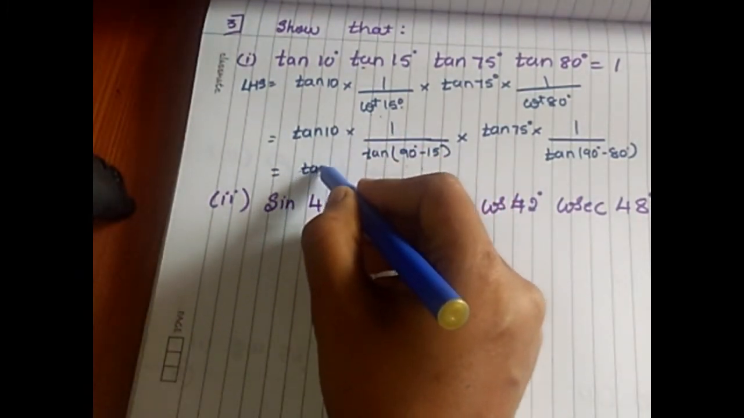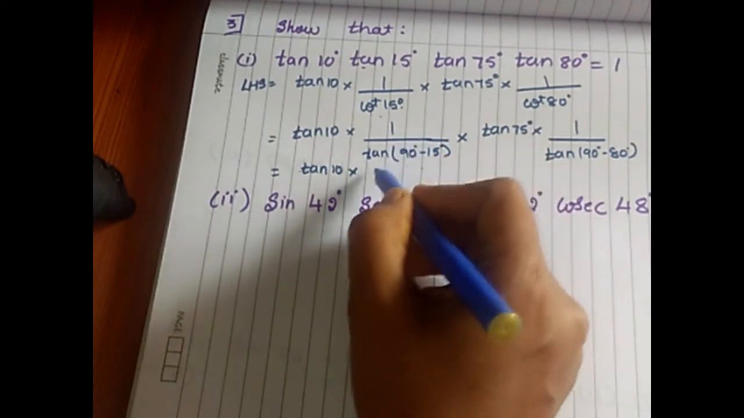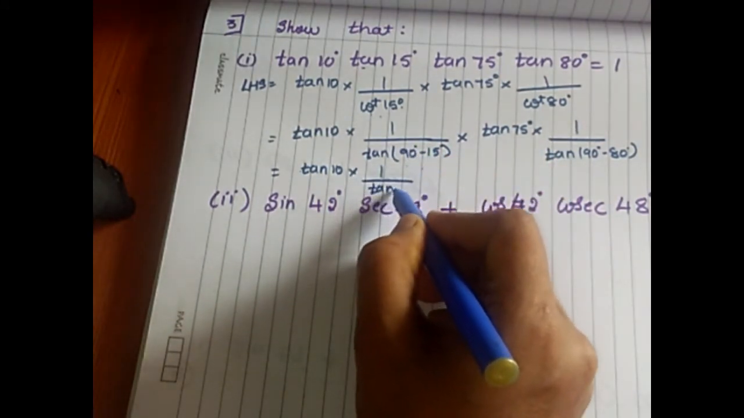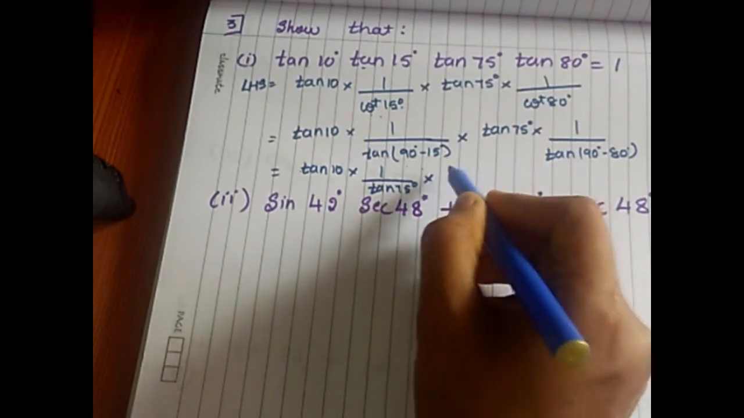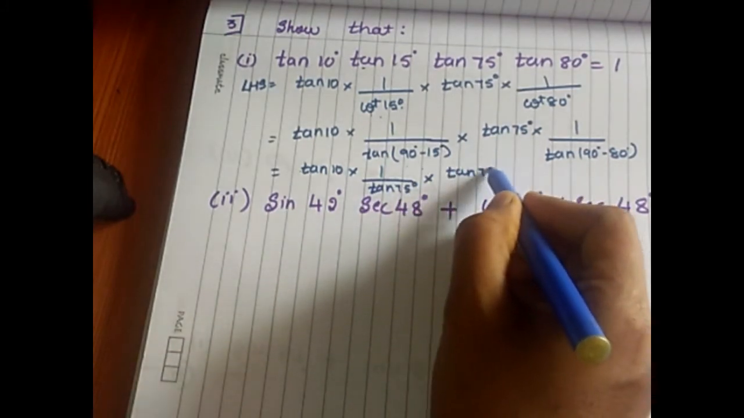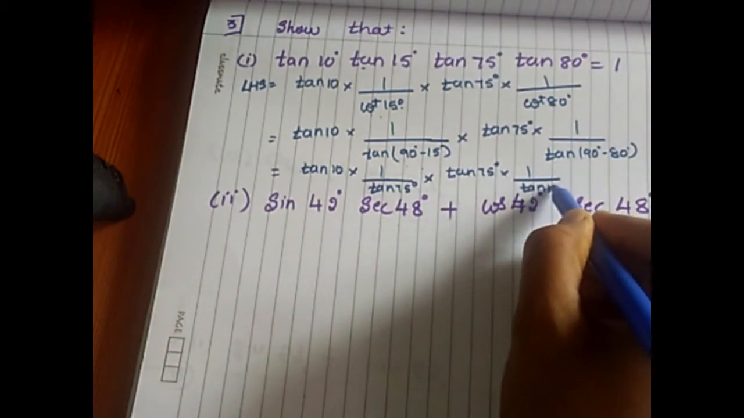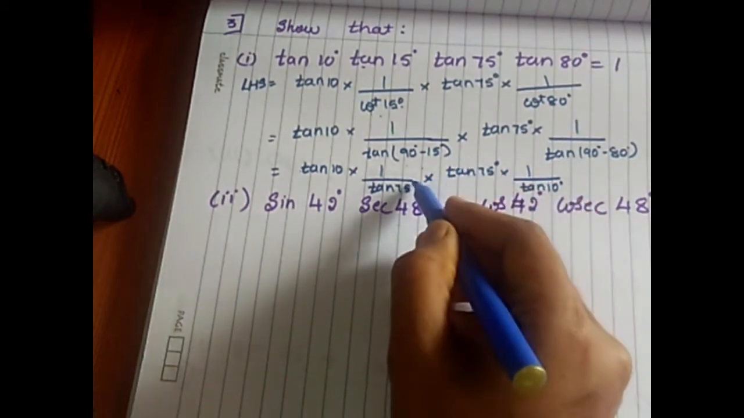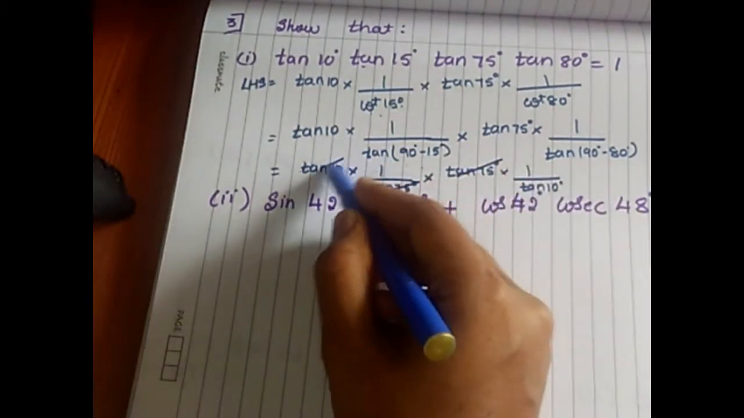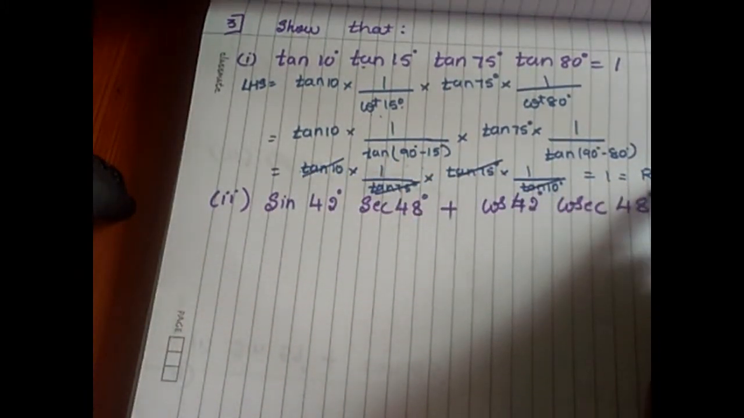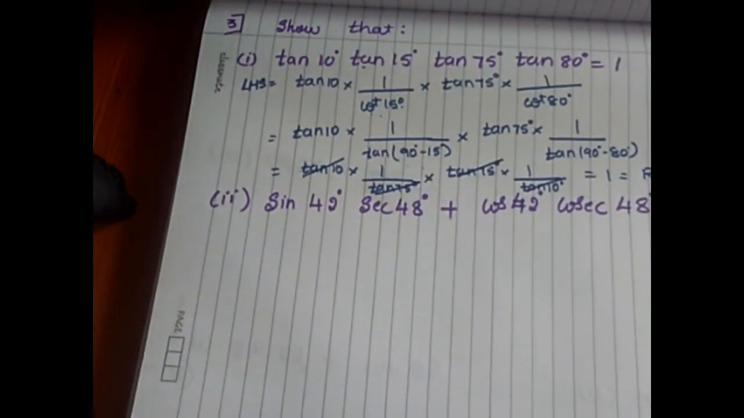Let me keep tan 10 as it is. 1 by, 90 minus 15 is tan 75, so keep tan 75 as it is. 90 minus 80 is tan 10 degree. Tan 75 cancels, tan 10 cancels. So the solution is equal to 1, that is RHS.